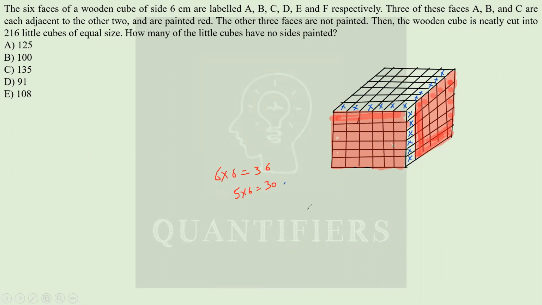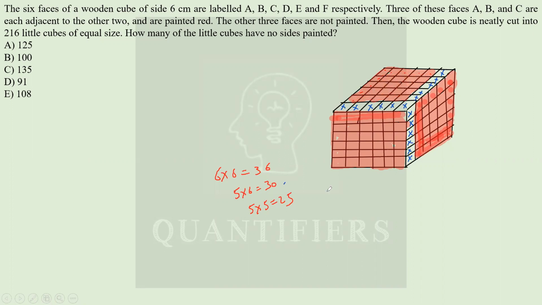Now students, when I'll paint the third face, so what will happen? In the third face, how many new cubes are there which will be painted? In one row or in one column, you can see there are 5 cubes in every row and 5 cubes in every column. So 5 into 5, students, 25 new cubes will be painted. Okay, I hope all of you can visualize it.